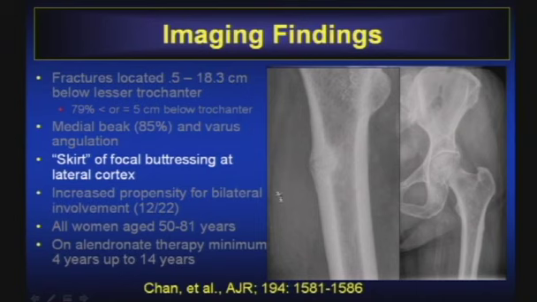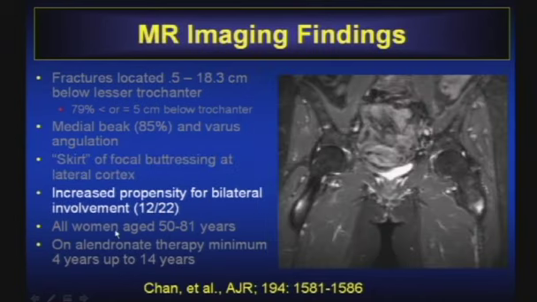Very characteristic of these bisphosphonate-induced fractures. There's an increased propensity for bilateral involvement. So if you see it on one side, look for very subtle changes on the opposite side. Now, here are the MR findings that I wanted to share with you. This image was given to me by another radiologist from NYU as well.